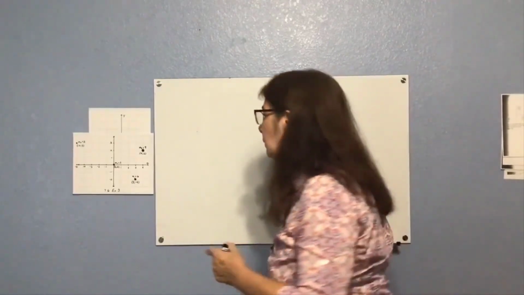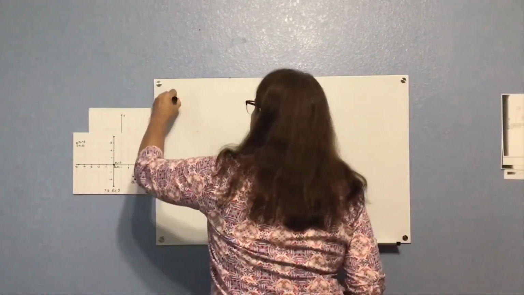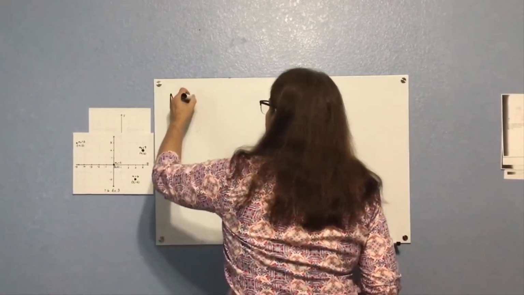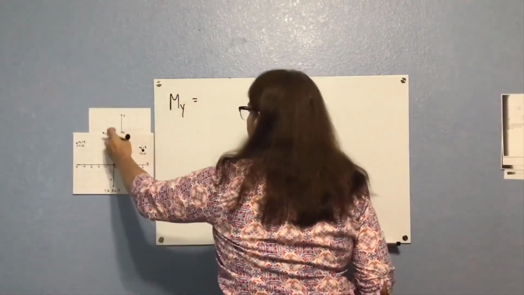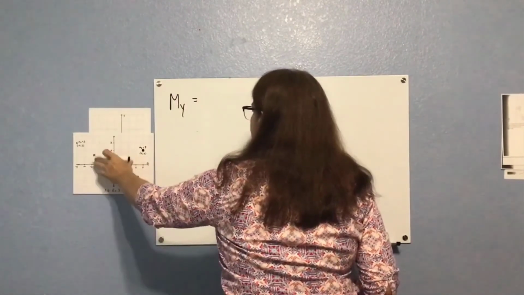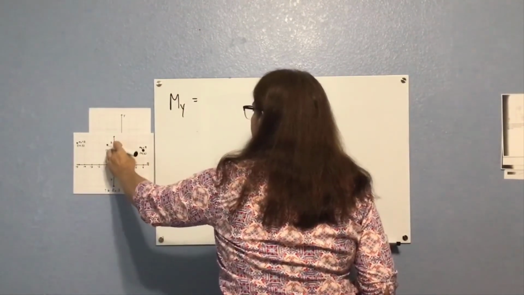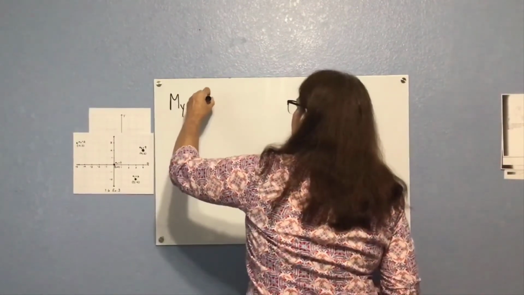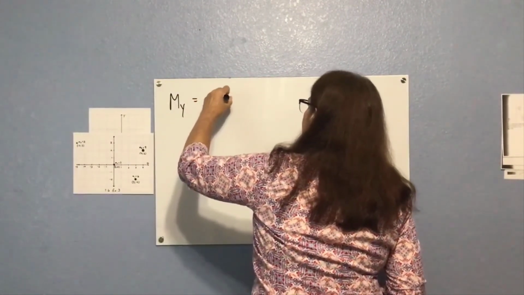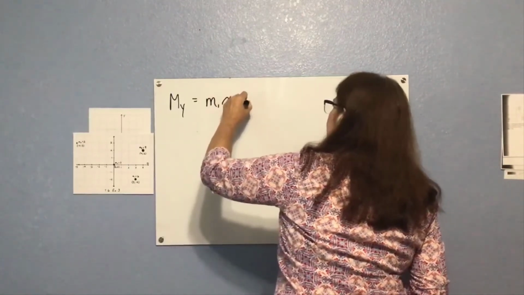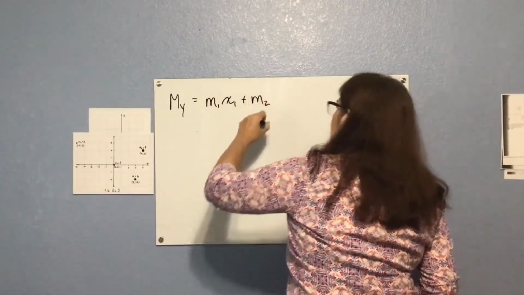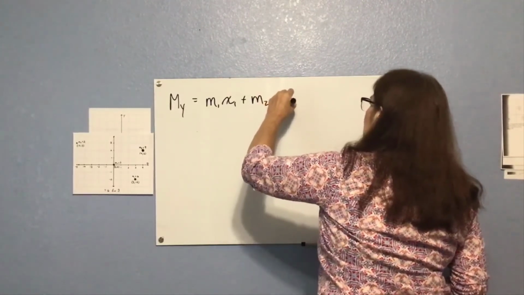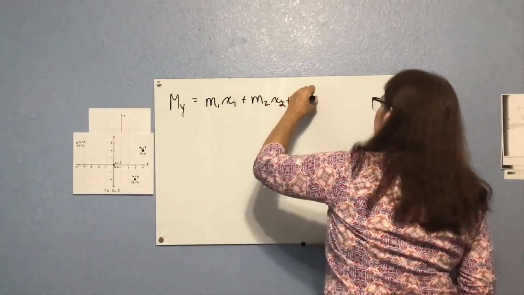So the moment about the y-axis, remember in the last problem, we were finding the moment, the twisting motion, around the y-axis. So that's going to be mass 1 times its x-coordinate plus mass 2 times its x-coordinate, and so on.